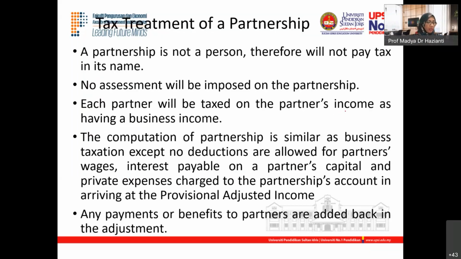Alright, the tax treatment of a partnership. Remember, a partnership is not a person, therefore will not be taxed under its name. Okay, ada partnership A, B, C. So partnership A, B, C will not be taxed under its name. Dia akan tax A, satu, B, satu, C, satu. Right, that is the tax treatment. No assessment will be imposed on the partnership. Tak ada assessment. Each partner will be taxed on the partner's income as having a business income. So this is the keyword here. So partner will be taxed as if dia ada business income. Of course lah kan, biasanya buat partnership ni memang untuk to run the business kan.